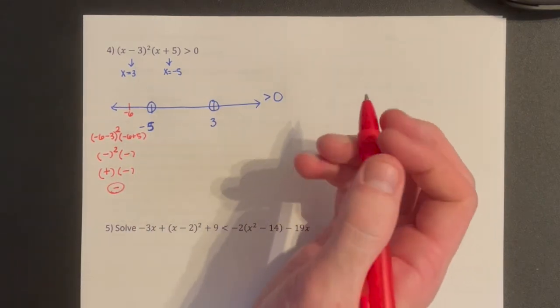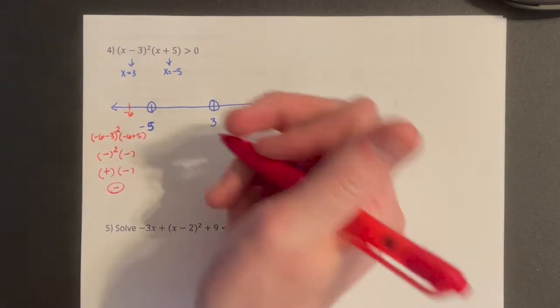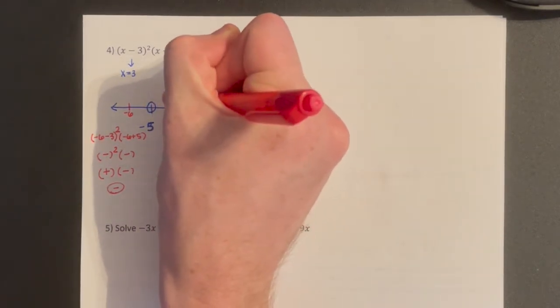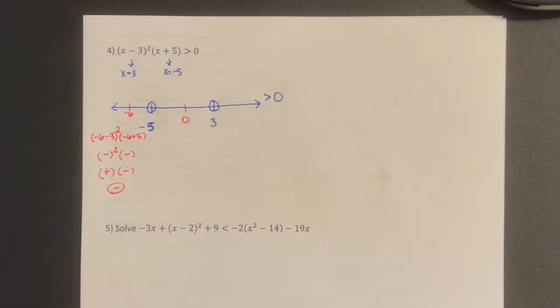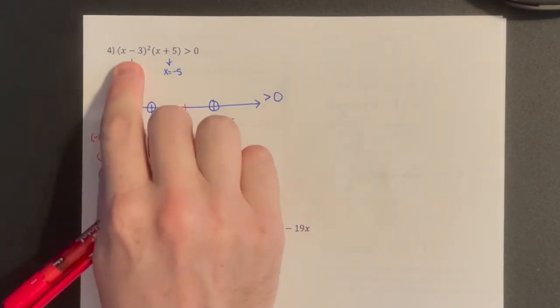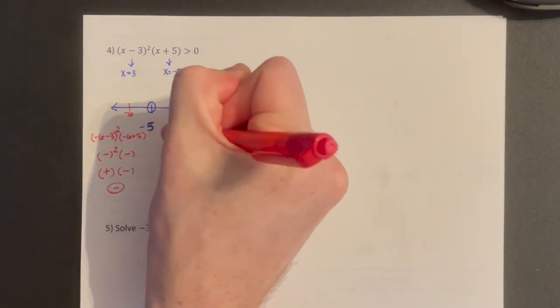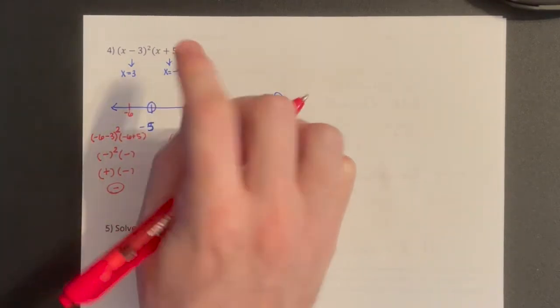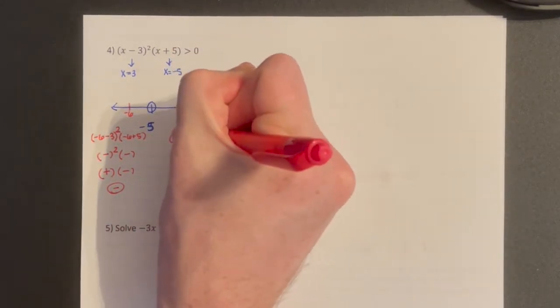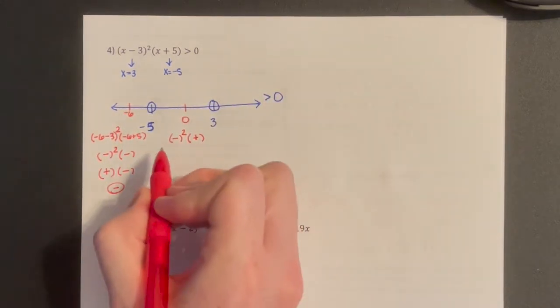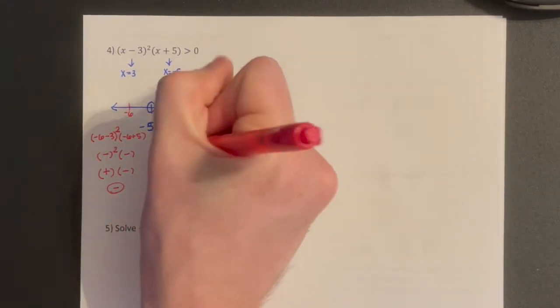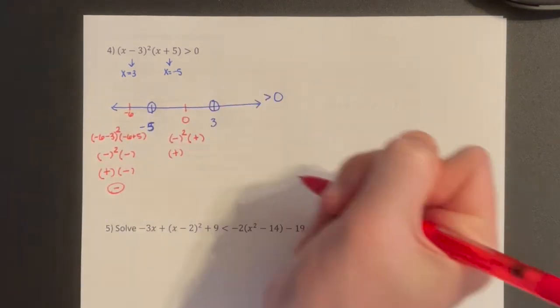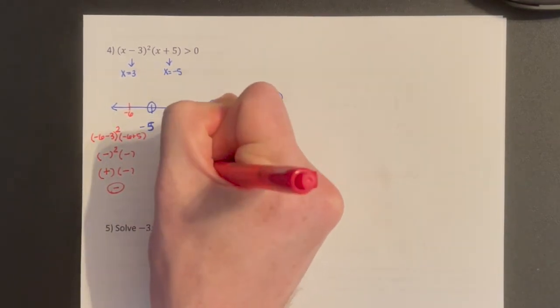And then I pick a value in between -5 and 3. That could be 0. So 0 minus 3 is going to be negative, but it's still squared. And then 0 plus 5 is positive. Negative squared is a positive, and a positive times a positive is positive.